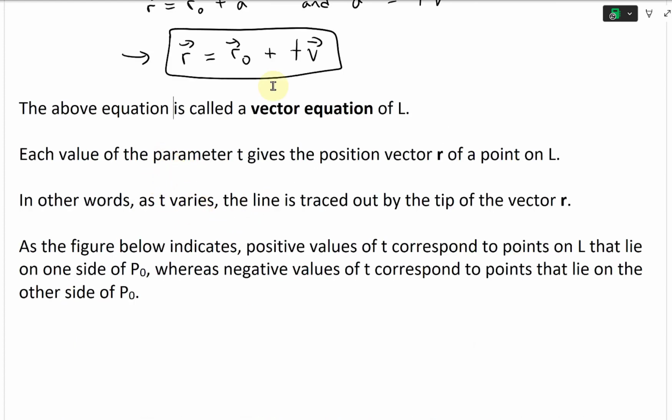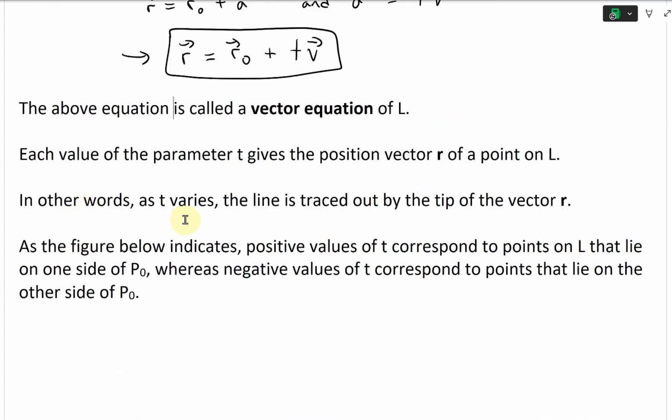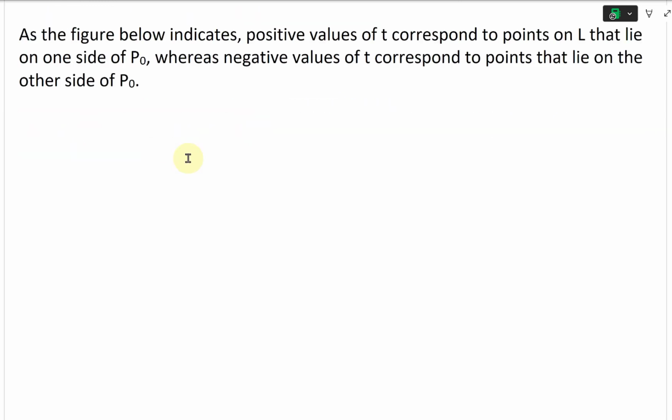Each value of the parameter t gives the position vector r of a point on L. In other words, as t varies, as you change it, the line is traced out by the tip of the vector r. This vector goes along this line L based on whatever the parameter t is. As the figure below indicates, positive values of t correspond to points on L that lie on one side of p naught, whereas negative values of t correspond to points that lie on the other side of p naught.